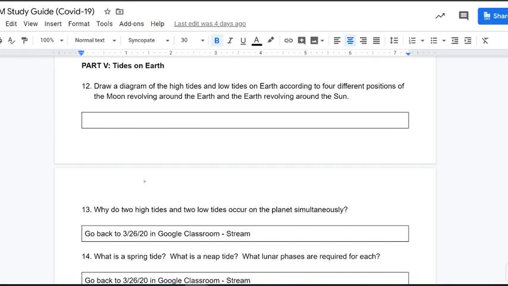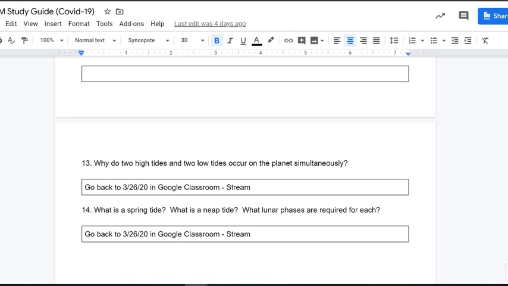Every 6 hours, you change tide from one to the other. Every 12 hours, you go back to the same tide. 13. Why did 2 high tides and 2 low tides occur on the planet simultaneously?